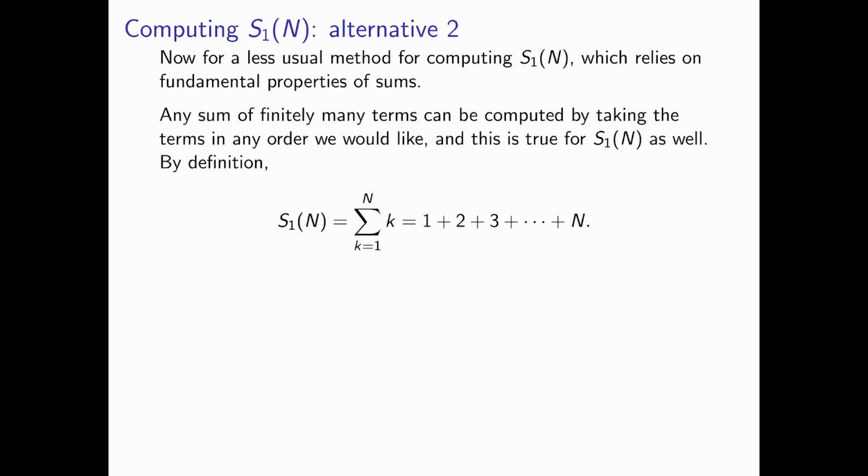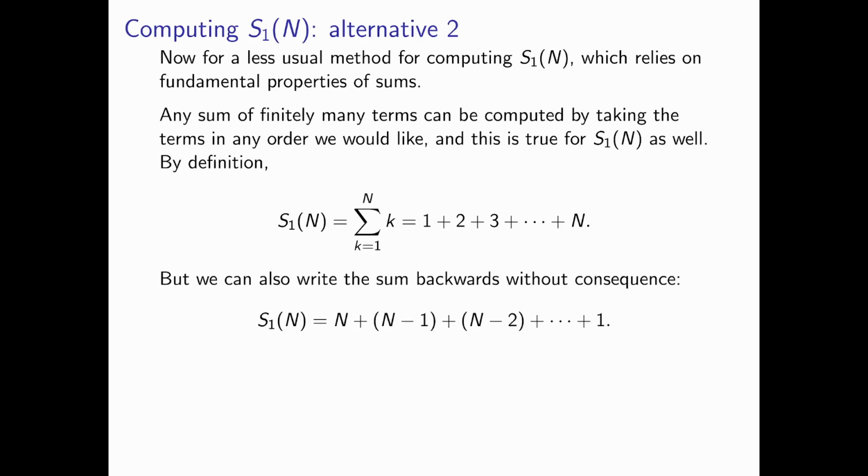So by definition, we have that s sub 1 of n is just equal to this sum, which is 1 plus 2 plus 3 plus 4 and so on, all the way up to n. But we might just as well write the sum backwards without any consequence, like s sub 1 of n is just n plus n minus 1 plus n minus 2 and so on, all the way down to 1.